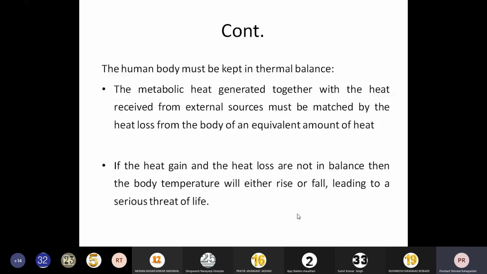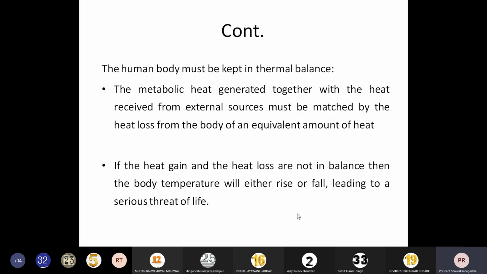The body generates heat, and there are also external sources of heat, so I have to maintain it through heat loss. Okay. Now the metabolic heat generated together with the heat received from the external sources must be matched by the heat loss from the body of an equivalent amount of heat. We have just discussed this. Metabolism plus heat received from external sources, I have to lose it, so that an equivalent amount of heat is maintained.